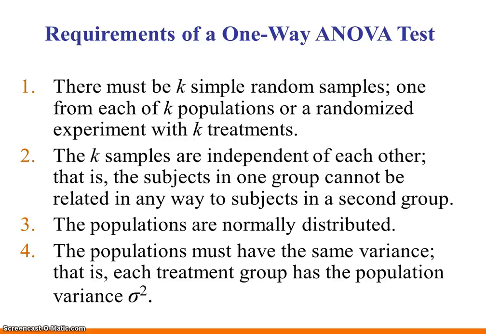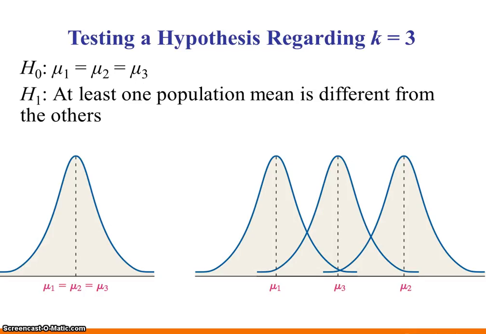So again, here's the hypothesis test then. The hypothesis test is that the three means are the same, or at least one population mean is different from the others. Now we won't be able to tell in this section which one of the means is different from the other ones, but we will be able to tell that in the subsequent section 13.2. But we will be able to at least detect whether one of the means is different from the others.